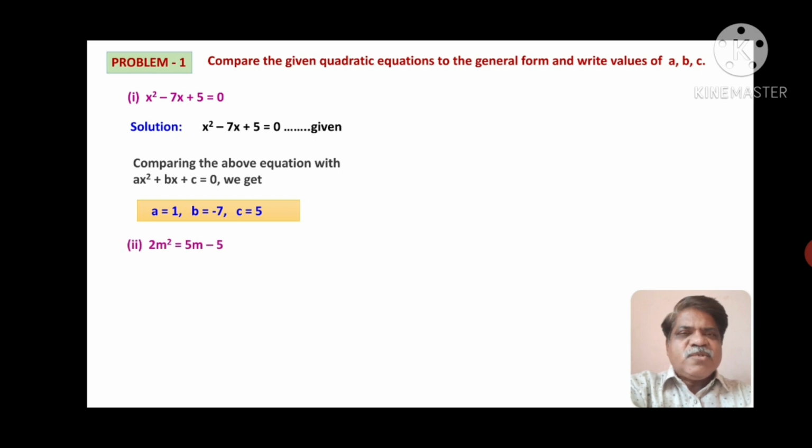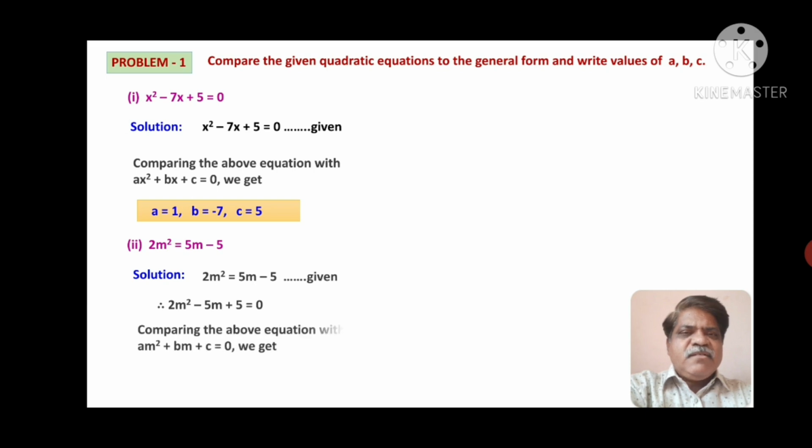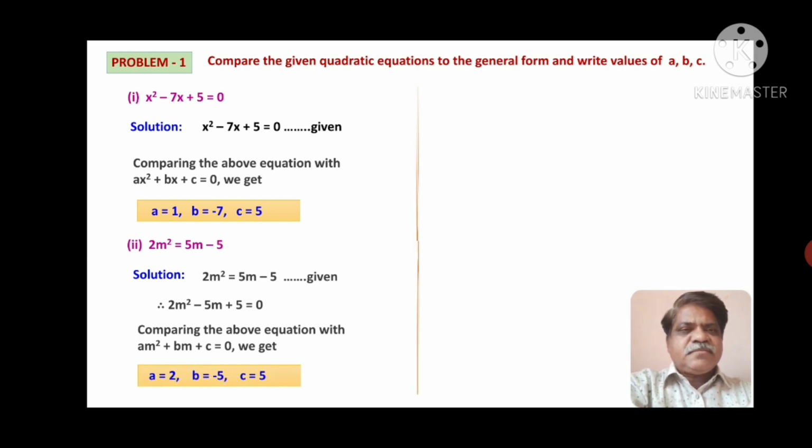Second, 2m square is equal to 5m minus 5. Friends, it is given that 2m square is equal to 5m minus 5. We will write this in standard form: 2m square minus 5m plus 5 is equal to 0. Comparing this equation with am square plus bm plus c is equal to 0, we will get a is equal to 2, b is equal to minus 5 and c is equal to 5.